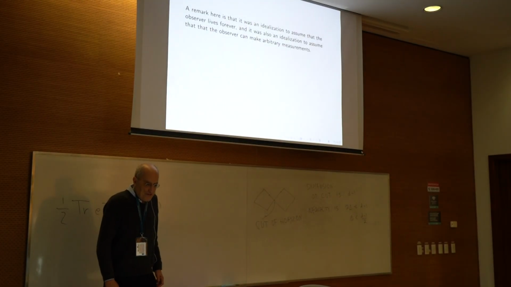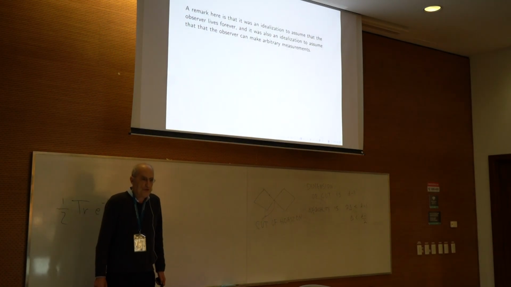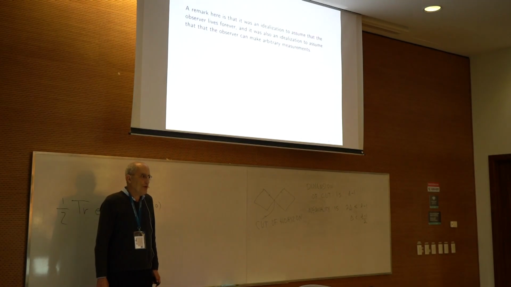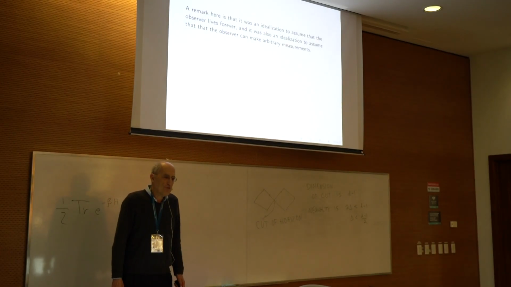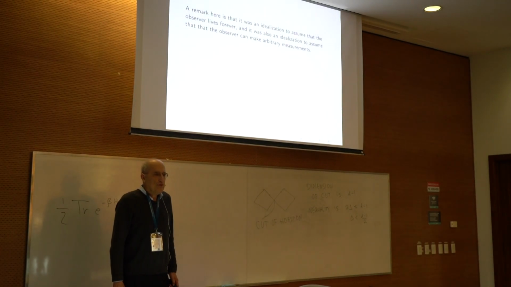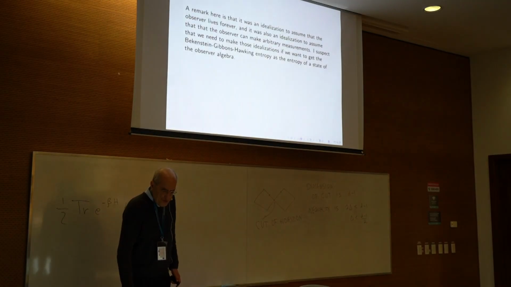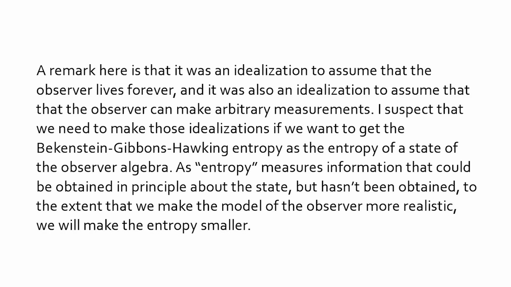A remark here is that it was an idealization to assume that the observer lives forever in the past and future, and it was also an idealization to assume that the observer can make arbitrary measurements. So it might be important for some purposes to make more realistic models of observers. And for example, I would certainly very much like to know what one should say about an observer who didn't always exist in the past, like us, or perhaps who won't always exist in the future. But I've come to suspect that we need to make these idealizations if we want to get an interpretation of the Bekenstein-Gibbons-Hawking entropy as the entropy of a state of the observer algebra.